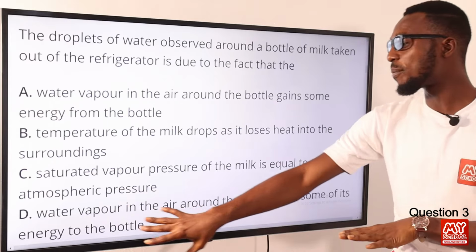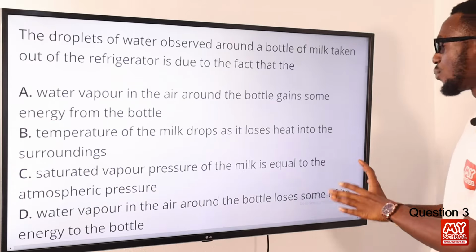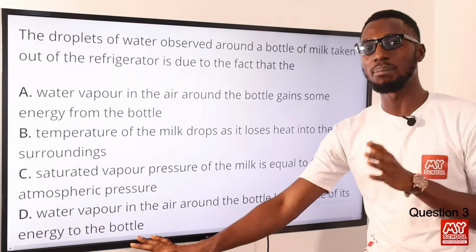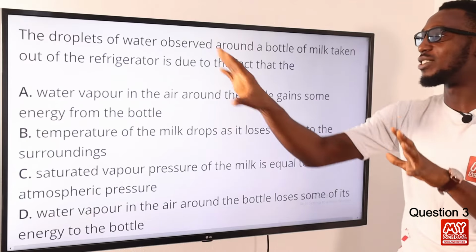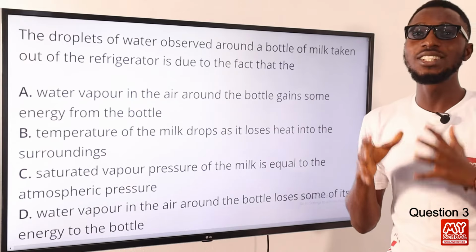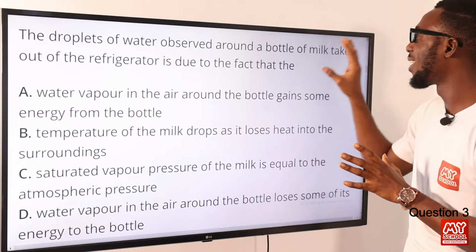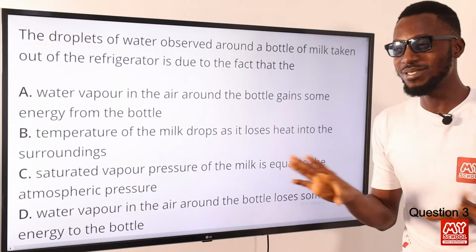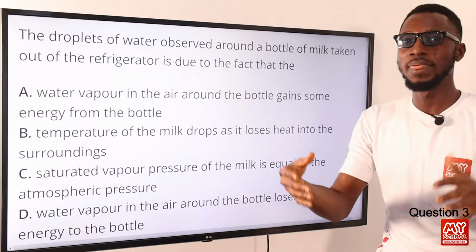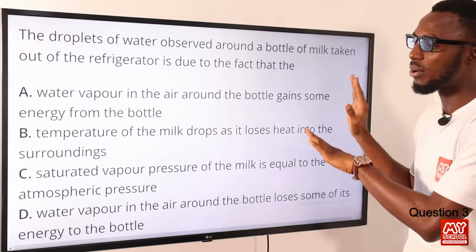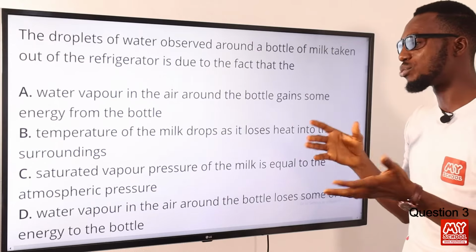Okay, the water vapor in the air around the bottle loses some of its energy to the bottle. And that is where you now see the droplet of water. So you should know that this droplet of water is not because the bottle of milk is leaking. No, it's the air from the surroundings that gets cooler when it comes in contact with the bottle of the milk.